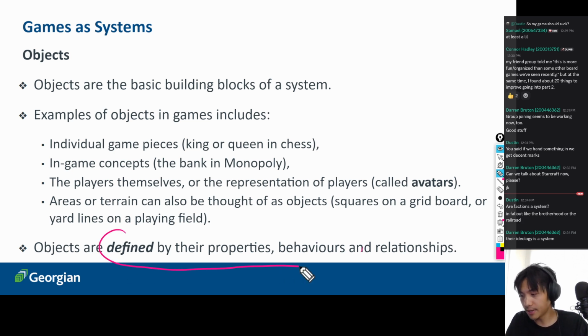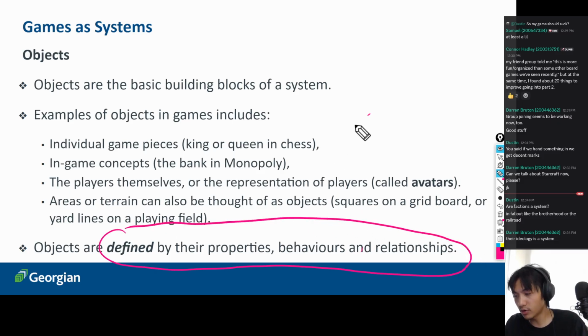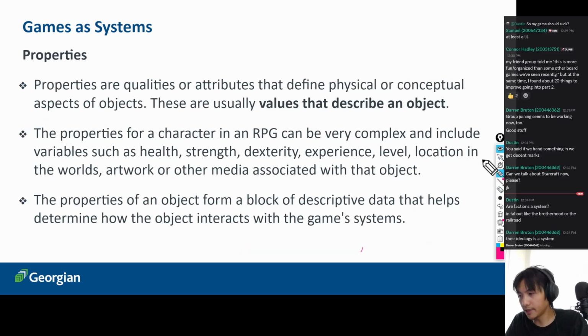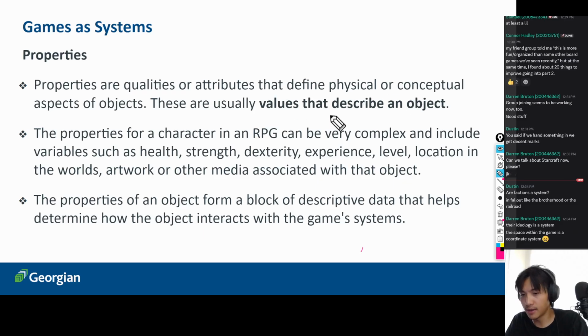So objects are defined by their properties, behaviors, and relationships. What you consider a property or not might depend on the context. So if it's part of the definition of your object, then it's definitely a property. If it's not part of the definition of your object, you could change it, and it would not change what your object is. Then maybe it's not a property. So properties are the qualities and the attributes. They might define the physical shape of the object if it's relevant to the gameplay. They might define the look of an object again if it's relevant to gameplay. The space within the game is a coordinate system.